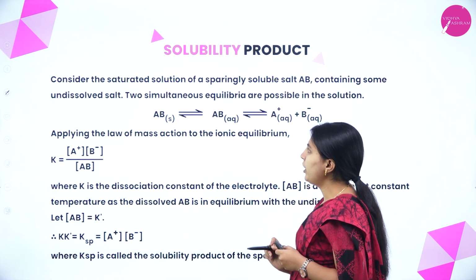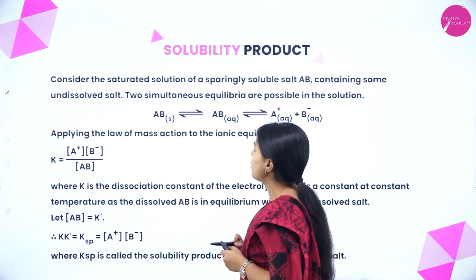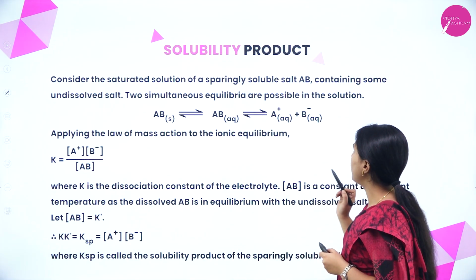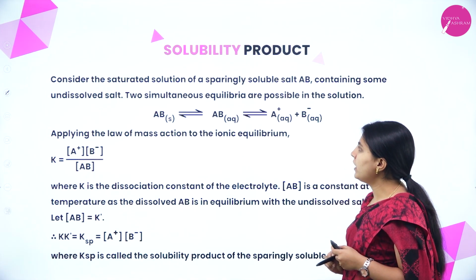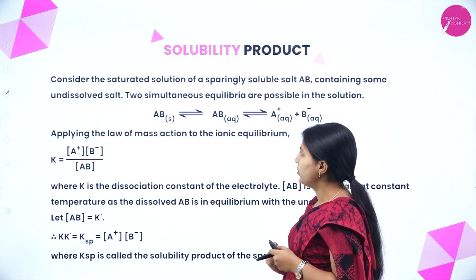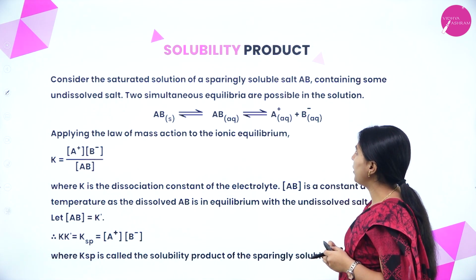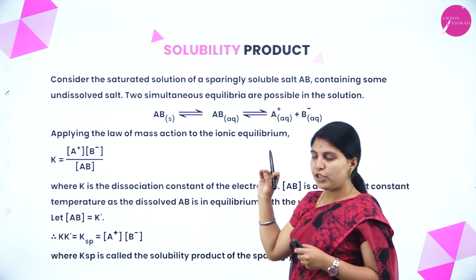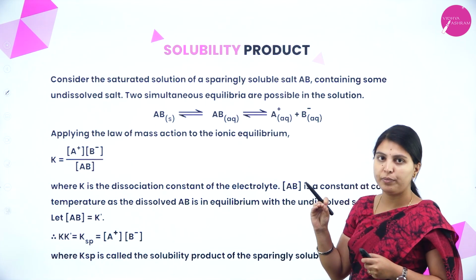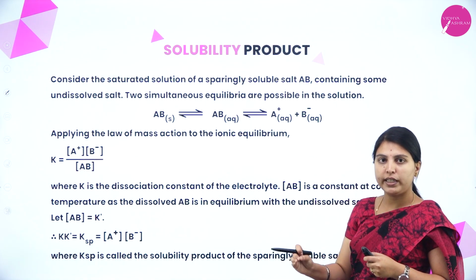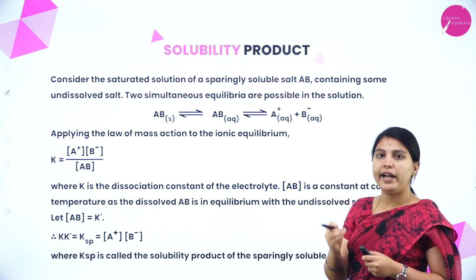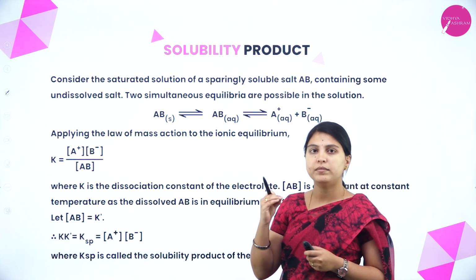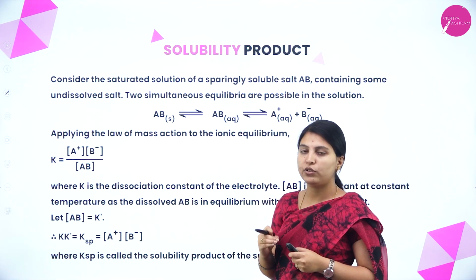Next, solubility product. Consider the saturated solution of a sparingly soluble salt AB containing some undissolved salt. Two simultaneous equilibria are possible in the solution. What are they telling? Take a saturated solution of a sparingly soluble salt AB. You have to take a saturated solution and a little bit of salt should be left without dissolving.